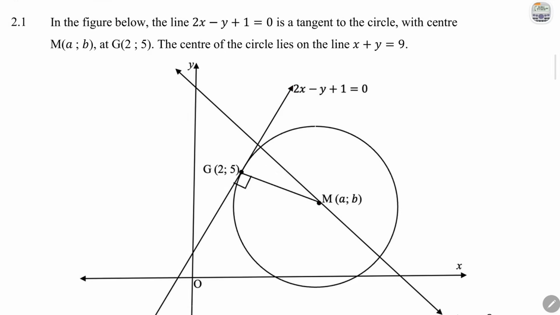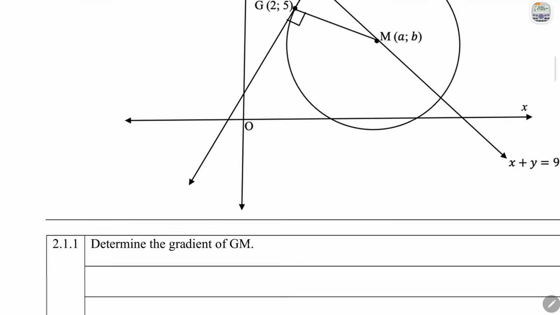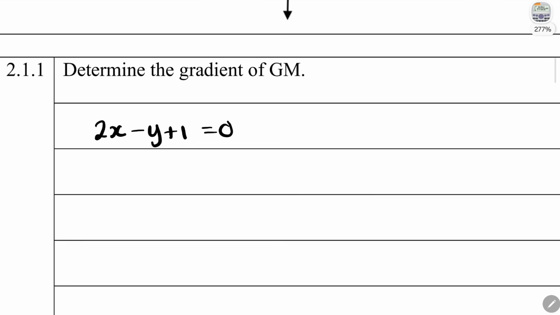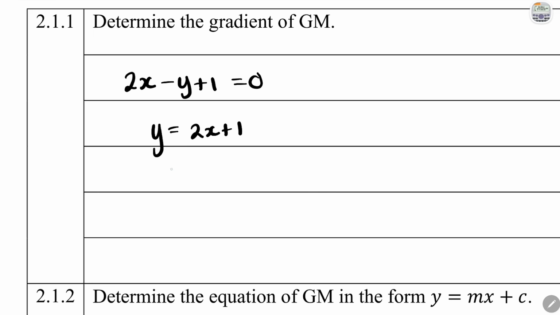Okay, so using the gradient of this line, the tangent, we're going to have to find that gradient by making y the subject. So let's rewrite that equation. So make y the subject, and you can just transpose the y. So it's positive y really. So y equals 2x plus 1. So this is the equation of that line. Therefore, the gradient of that tangent is equal to 2.